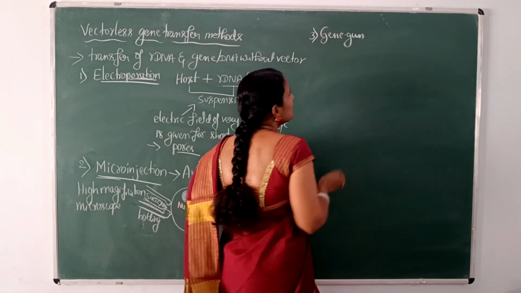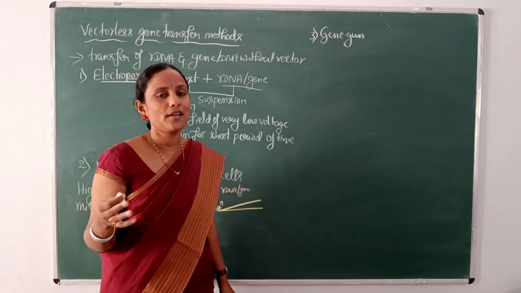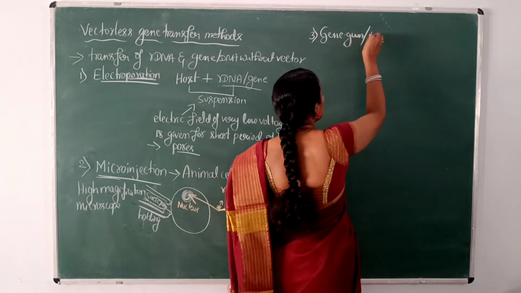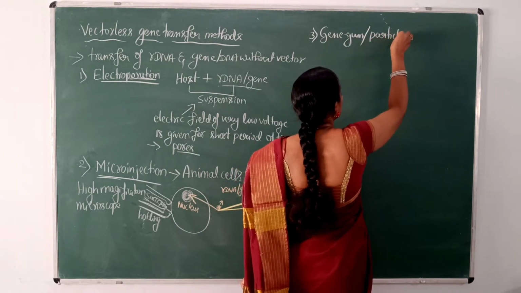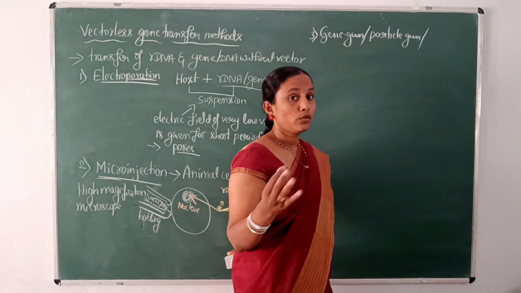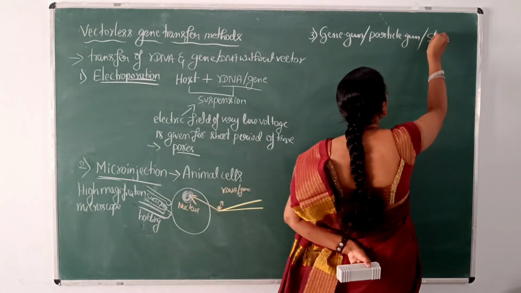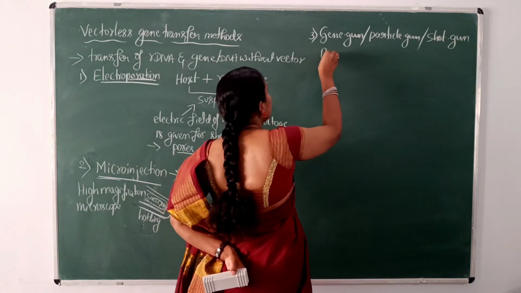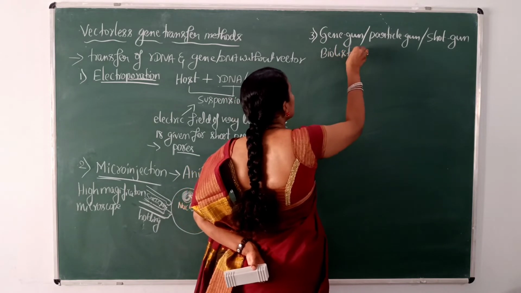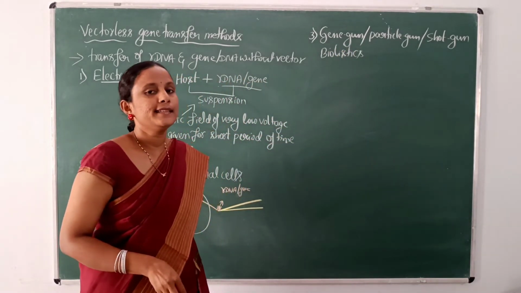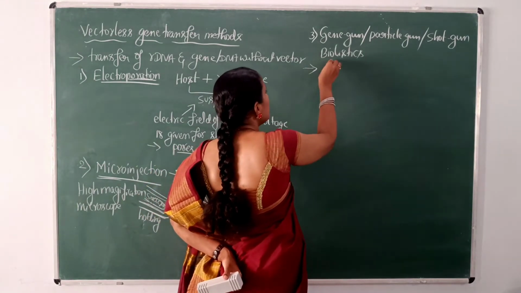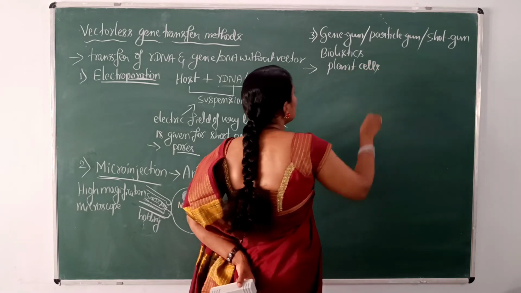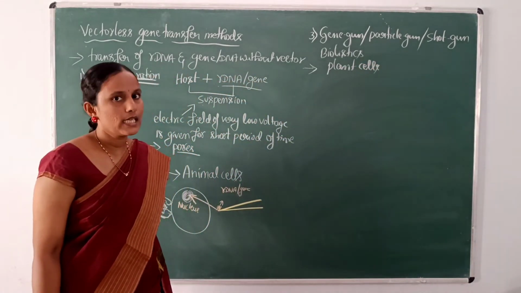Gene gun is called by many alternative names. I'll write what the possible names are now. Gene gun, or it is called particle gun, or it is also called shotgun, or it is also called biolistics. And this method is popularly used for transferring genes to plant cells. For transferring genes to plants, they make use of the gene gun method.